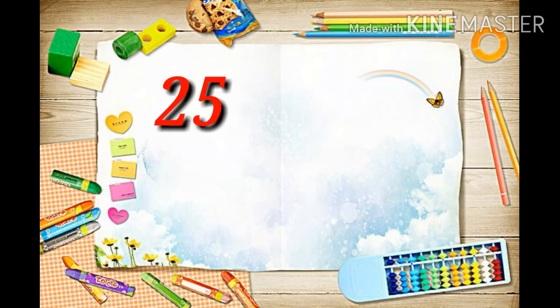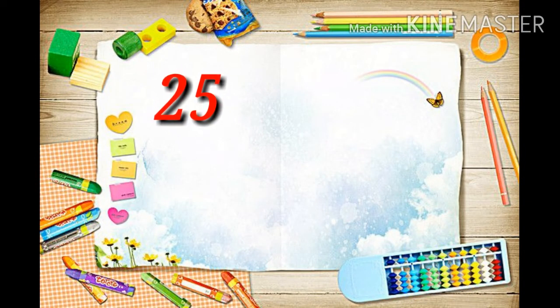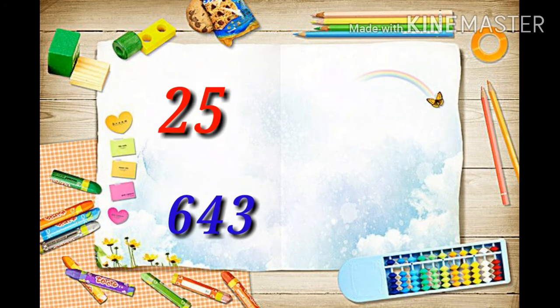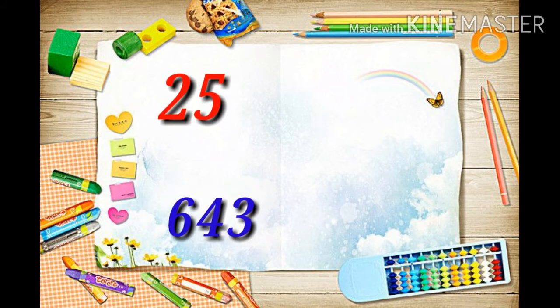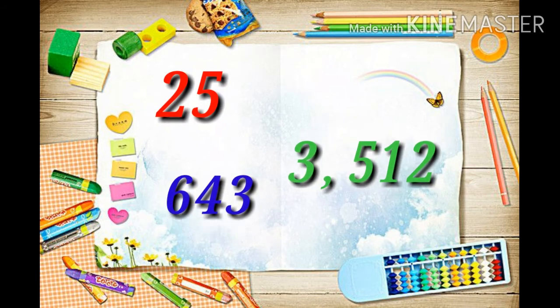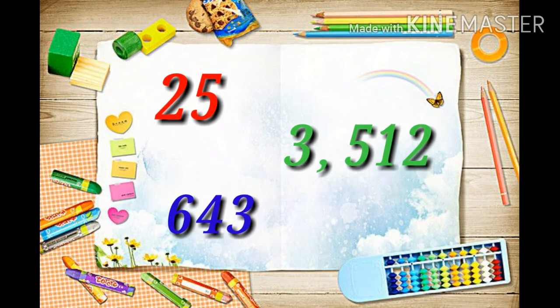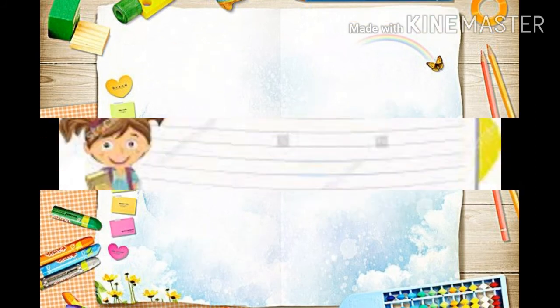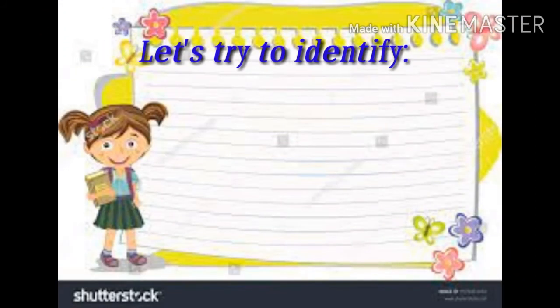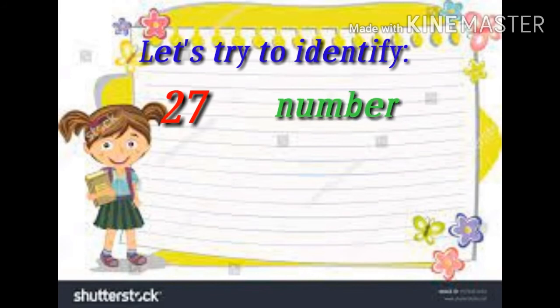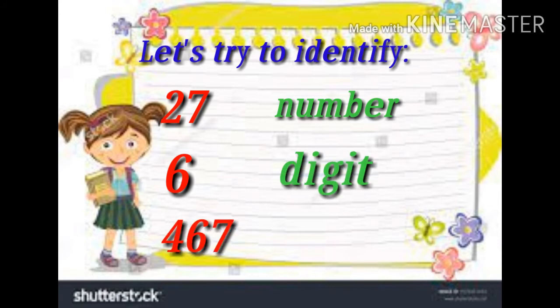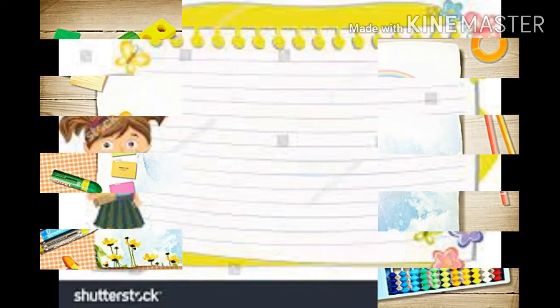For example, 25 is a combination of 2 and 5 digits. 643 is a combination of 6, 4, and 3 digits. 3,512 is a combination of 3, 5, 1, and 2 digits. Let's try to identify. 27 is a number, correct. 6 is a digit. And 467 is a number. That's great! It is important to understand the difference of digit and number because this will be helpful in understanding the place value of a number.